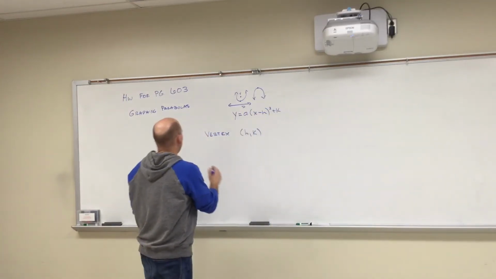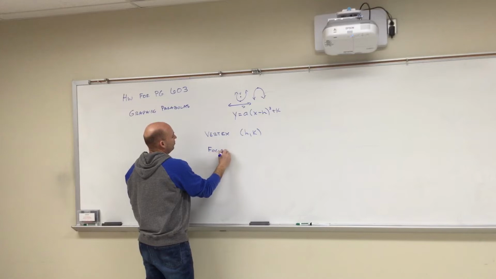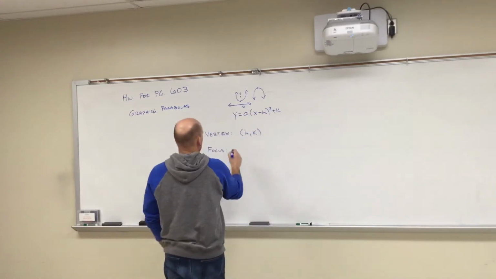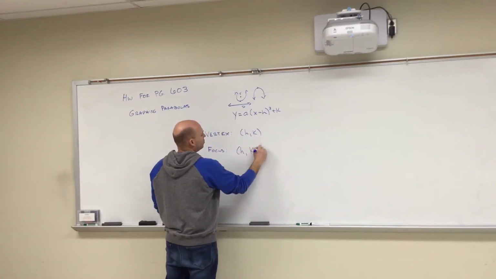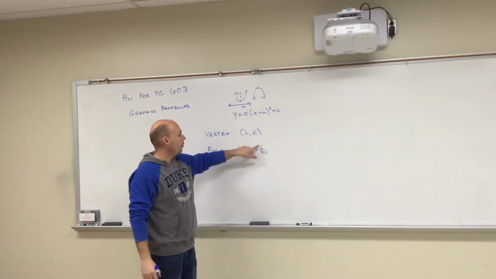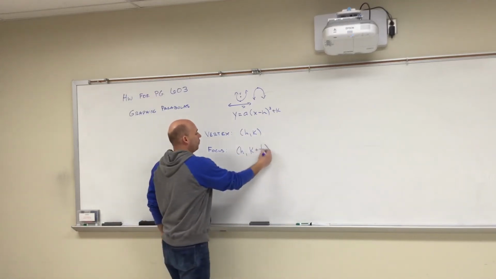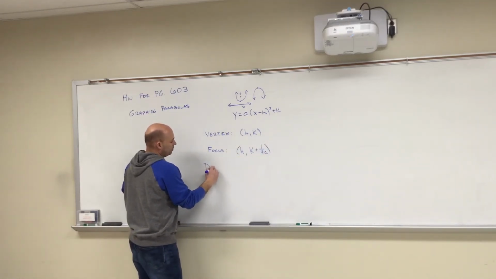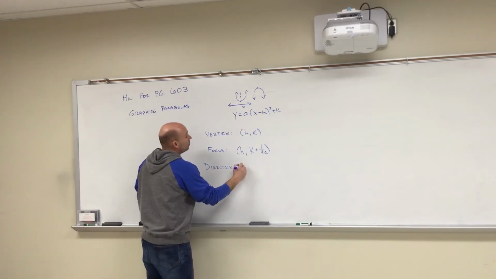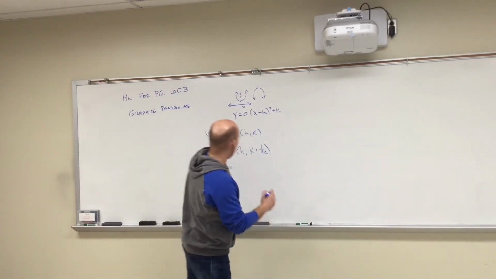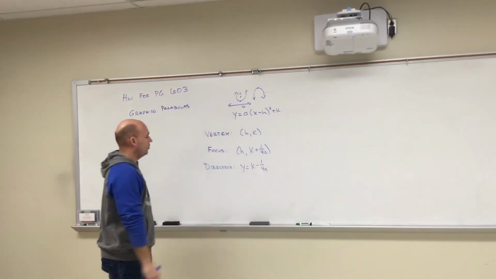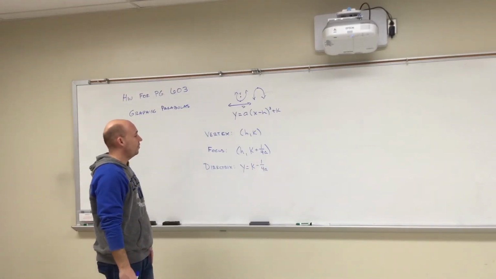All right, so our focus, and every book does this differently for some unknown reason, I have no idea, but our focus in this problem is h, k plus 1 over 4a. So we're going to take our a value, multiply it by 4, and then take 1 divided by that number. And that would be our focus. Okay? Our directrix would be y equals k minus 1 over 4a. So it's the opposite direction. And I'm going to show you how to graph this in a different video.